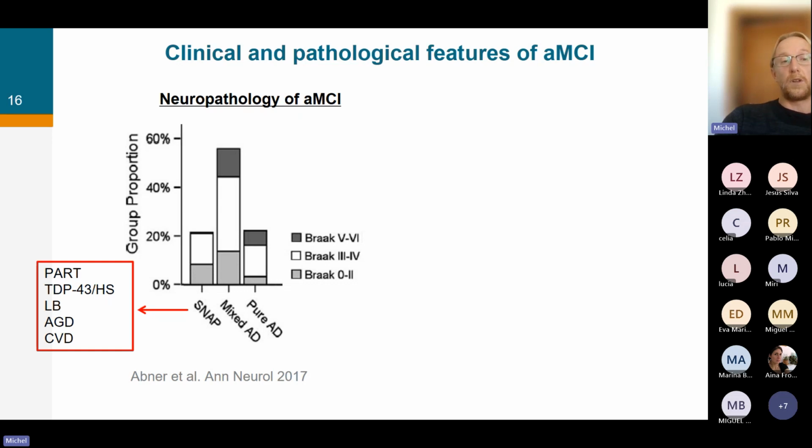I've shown you these examples before. And then a very common condition was also primary age-related tauopathy, which refers to the accumulation of AD-like tau pathology in the absence of amyloid. If there's no amyloid, it cannot be AD. But still, it's a very common observation that this tau pathology can also occur without amyloid, and this is now termed primary age-related tauopathy.